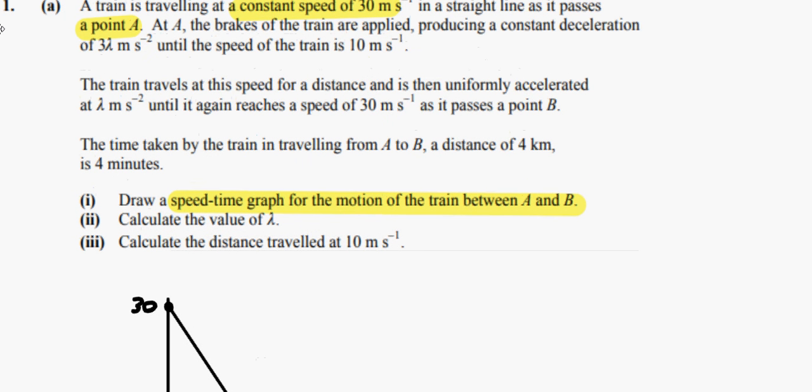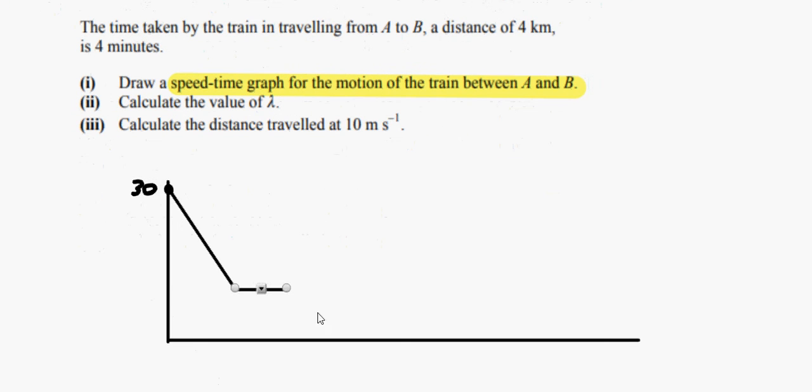Alright, it reaches a speed of 10. The train travels at this speed per distance and then uniformly accelerates back to its initial speed as it passes the point B. So, do I know how long to make this? I don't. Give it an average. Whatever looks right to you. Okay? And then the next one, should I draw it like that?